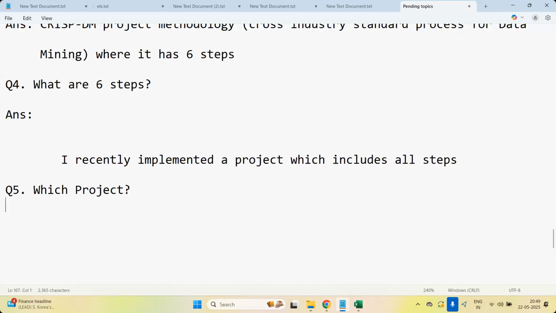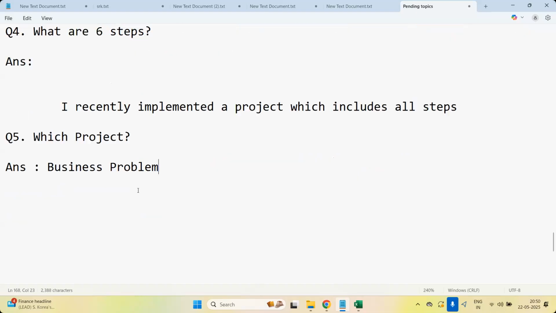So which project means I'll explain the business problem. I'll give a brief overview about the business problem. And I will say that this is the given business problem where I have implemented all the steps, and while implementing, I'll add at the end like this: while implementing, I faced a challenge.